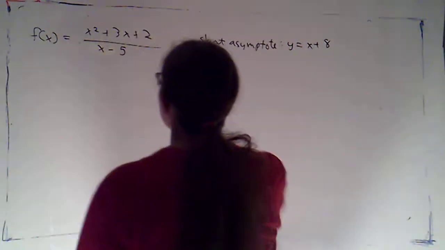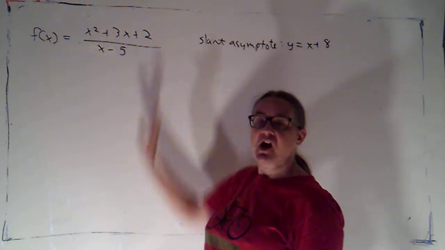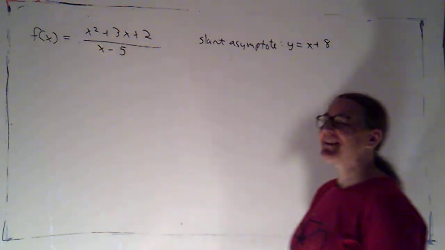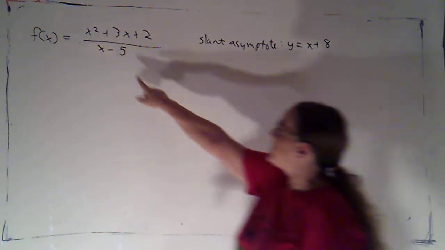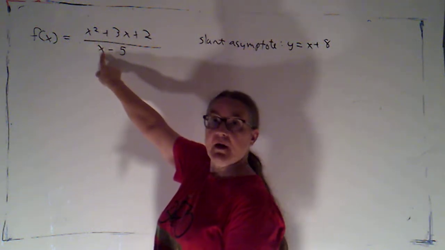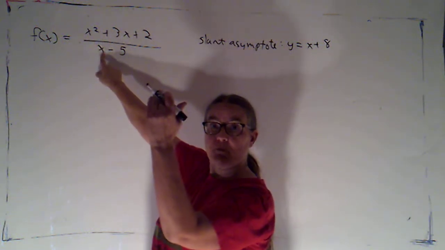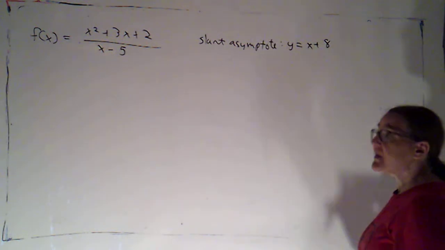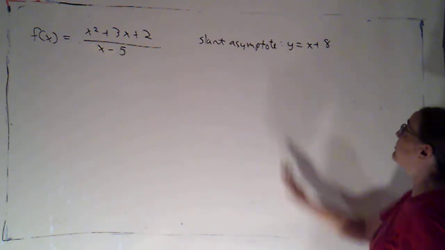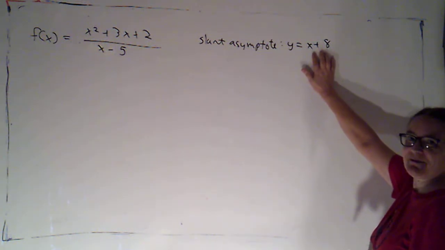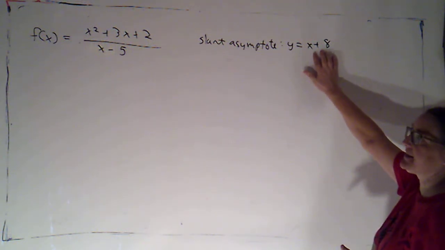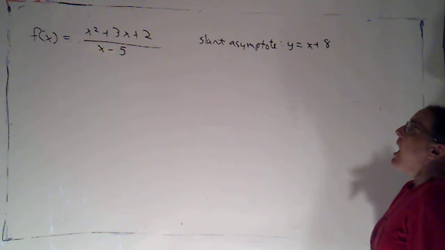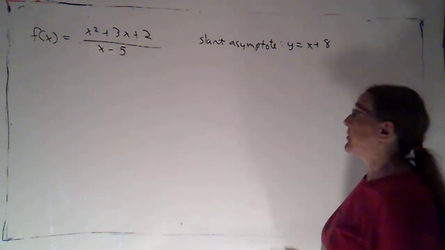All right, so we're going to graph this rational function. We started this a little bit in the last video. We determined that because the degree on top was 1 bigger than the degree on bottom, degree on top was 2, degree on bottom was 1, we were going to have a slant asymptote. And we wrote out the division problem to find the equation of that slant asymptote. It was y equals x plus 8. Okay. All right, so I'll be using that in a little bit.